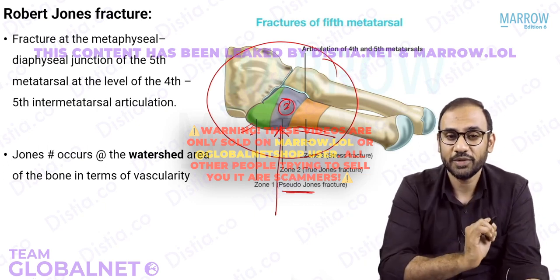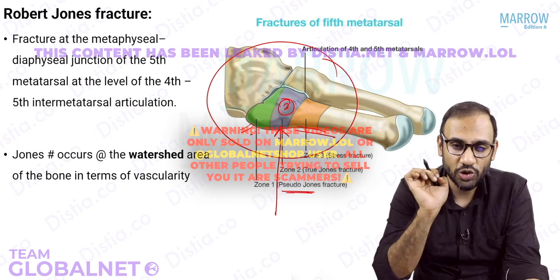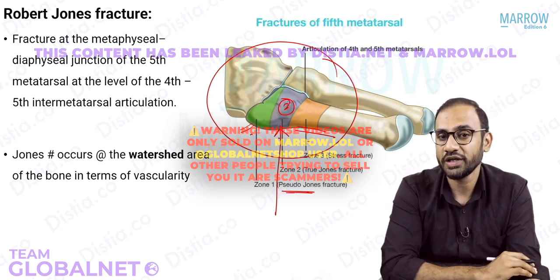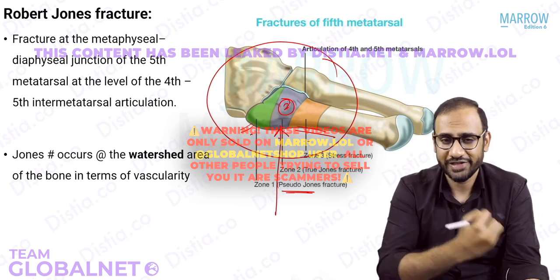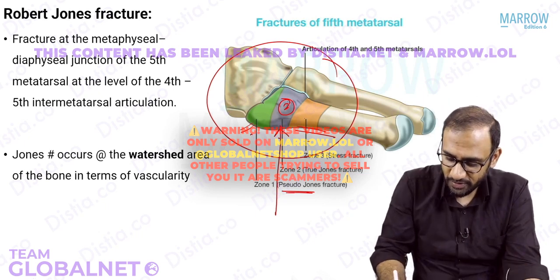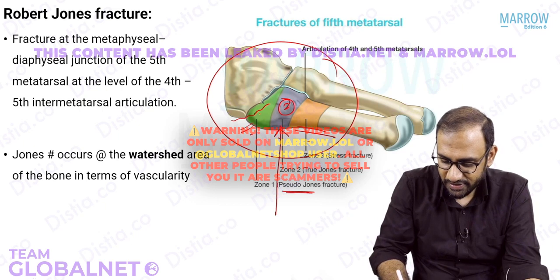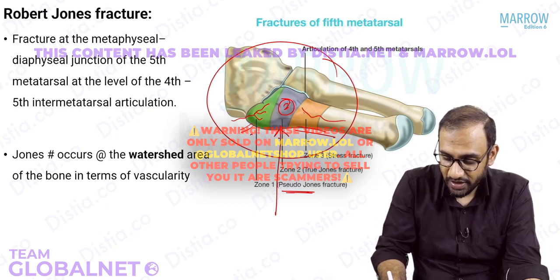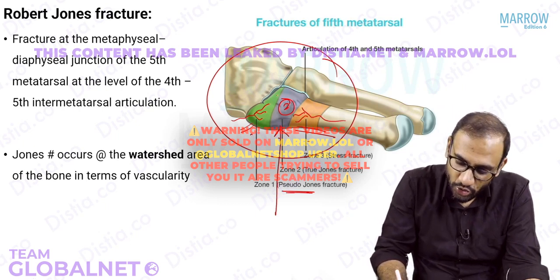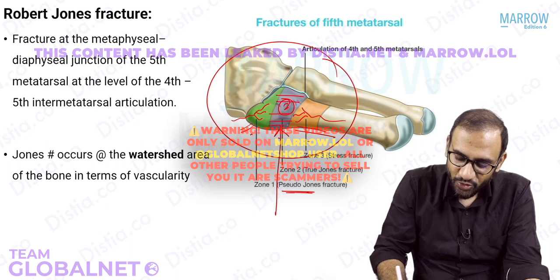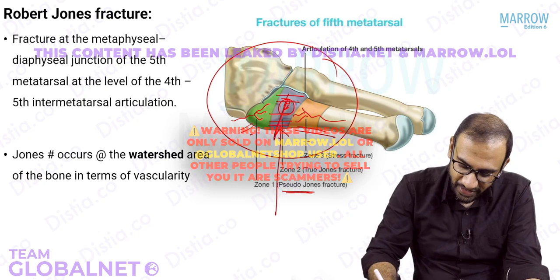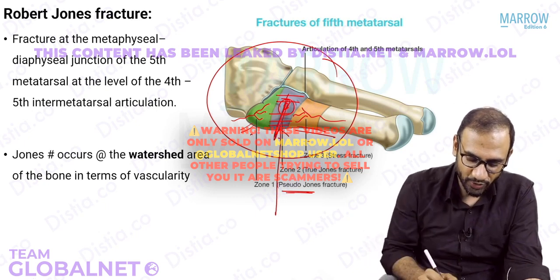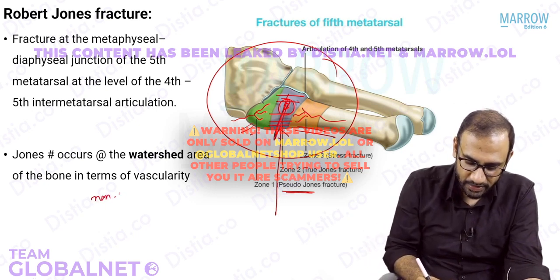And the reason we are worried about it is because it's a fracture that is notorious to go into non-union. And the reason behind that is very simple. It is in a watershed area of vascularity. So the proximal part of the bone receives blood like this. The distal part of the bone receives blood like this, but the zone 2 does not get its own vascularity. So it's always compromised. So if there is a fracture here, it will usually go into non-union. That is why this is a very significant fracture for your exam.